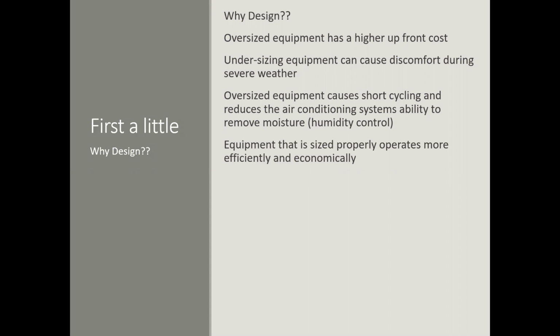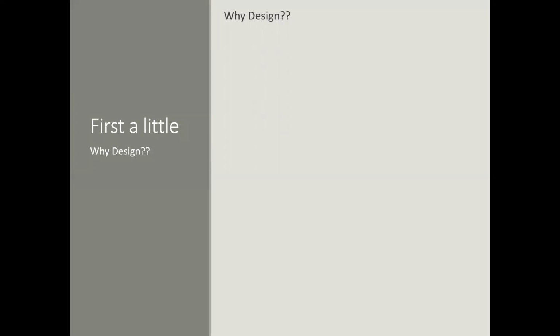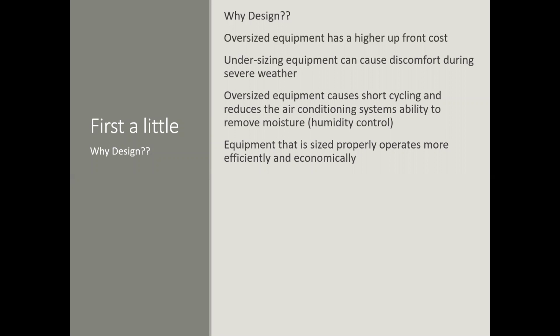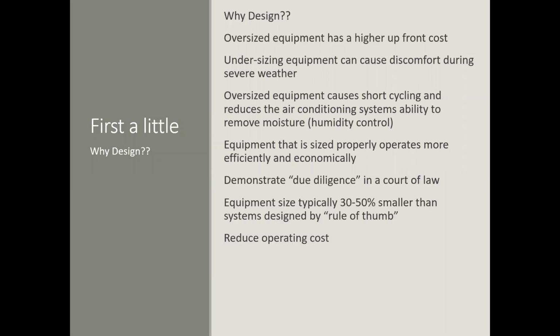Okay. So we've got some timing issues here. Hopefully, I'll be able to control that a little bit. Oversized equipment, right? Why are we doing it? Well, higher upfront cost. Undersized equipment, right? I don't think we have that issue. Short cycling. Does your air conditioner freeze up? That coil freeze? That means your air conditioner is too big and you're not moving enough air. Okay. Equipment that's sized properly operates more economically, right? Diligently and efficiently.